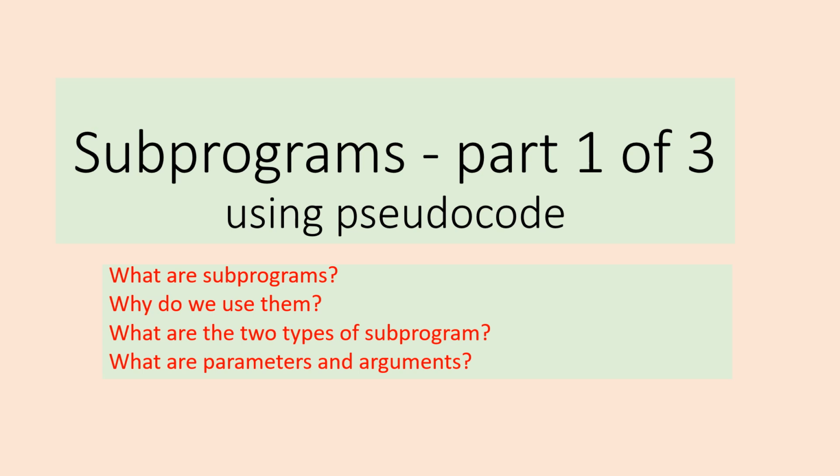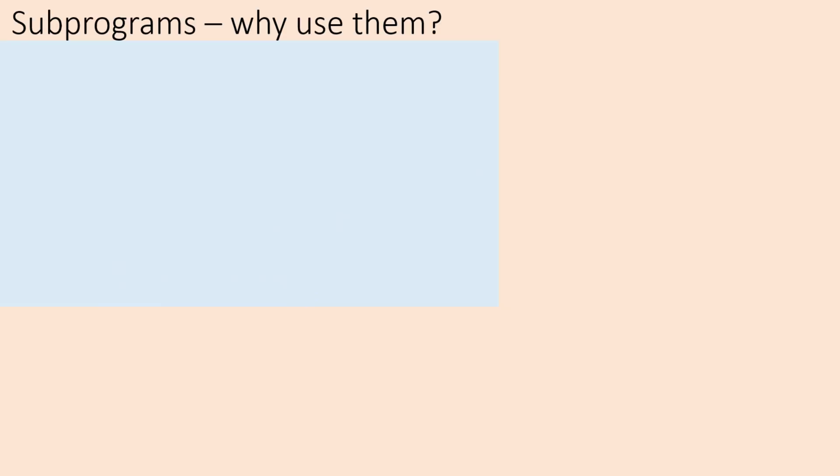It might be handy to have a notepad and pen, as there are a few questions that you can have a go at answering, and you might have come across some new keywords that you might want to make a note of as well. In this first video we're going to look at what subprograms are, why we use them, what the 2 types of subprogram are, and what parameters and arguments are. So let's have a look.